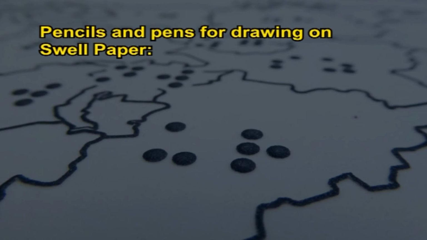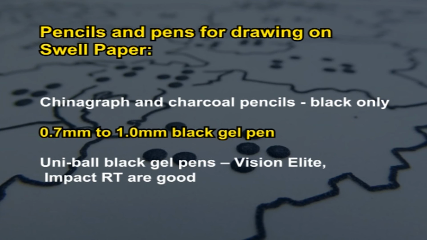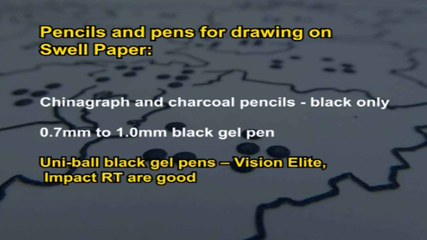There are some pencils and pens which are used for drawing on swell paper. Charcoal pencils, mainly black, and 0.7 mm to 1 mm black gel pens, and Uniball black gel pens such as Vision Elite and Impact RT are good for drawing on swell paper.